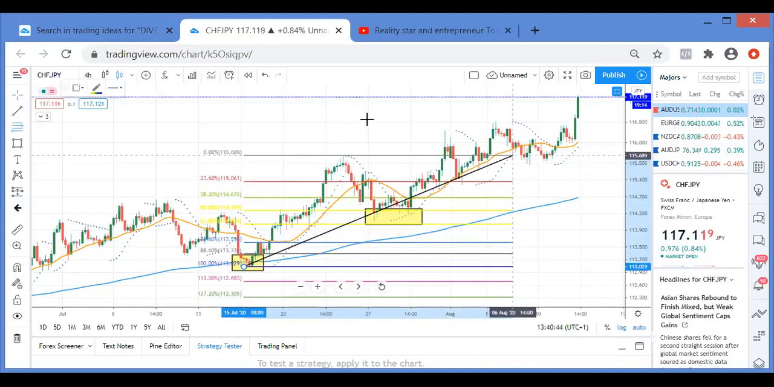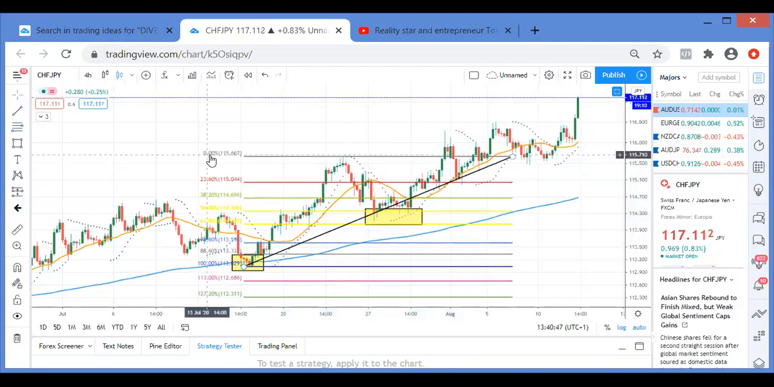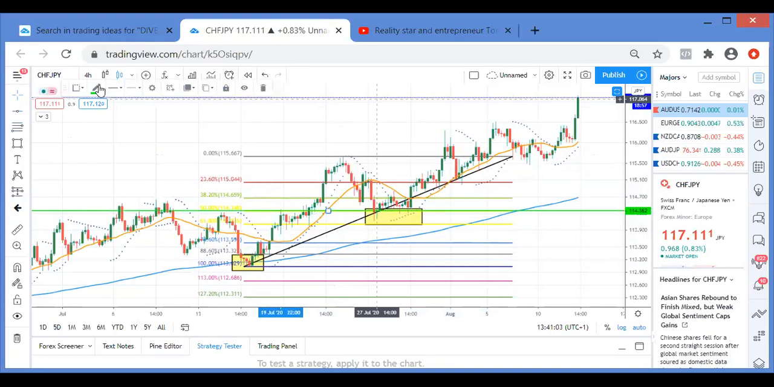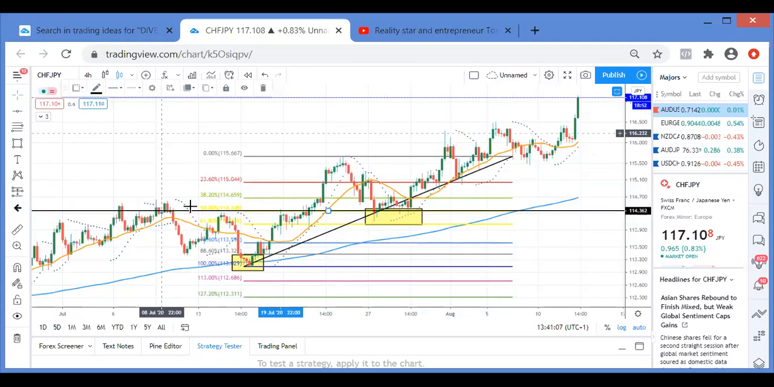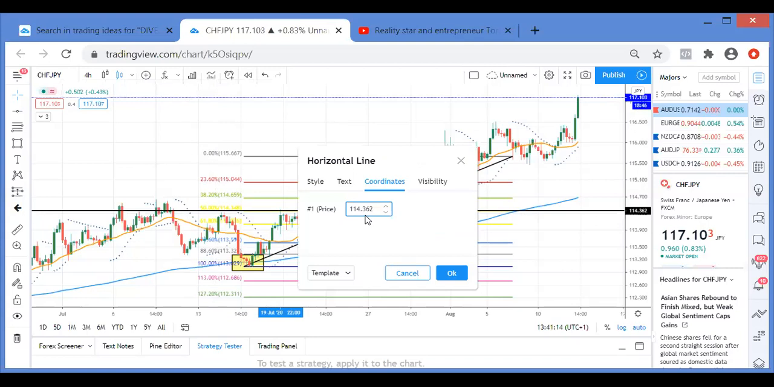Can you see how my zero line is touching the peak of this move? Now all I'm doing is marking 50, which is my 50 here, this yellow 50, I'm doing it in black. And I'm looking for the nearest quarter point to this 50. So look, settings. 114362. Now this 362, you tell me, what are the two nearest quarter points to this 362?